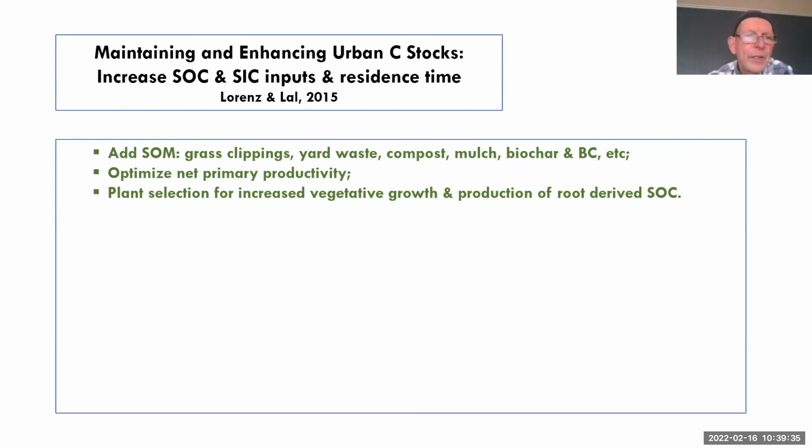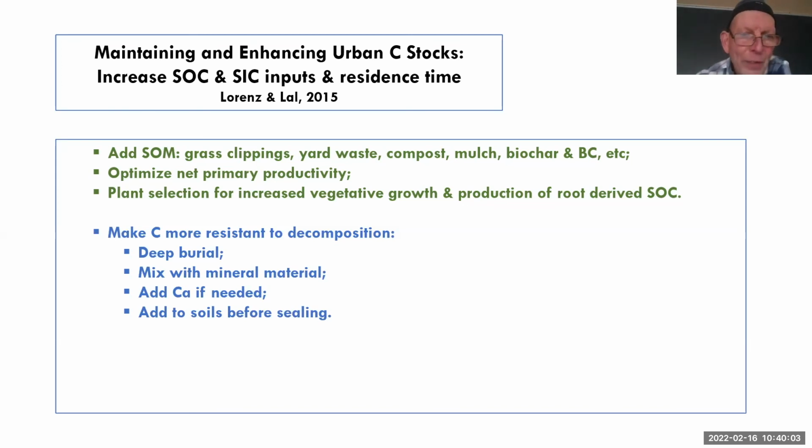But first of all, add soil organic matter, common sense: grass clippings, yard waste, compost, mulch. Optimize net primary productivity in your soils, and make your plant selection for increased vegetative growth, maybe production of root-derived soil organic carbon, something like grasses.